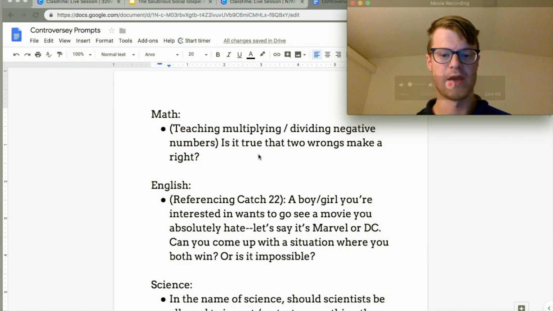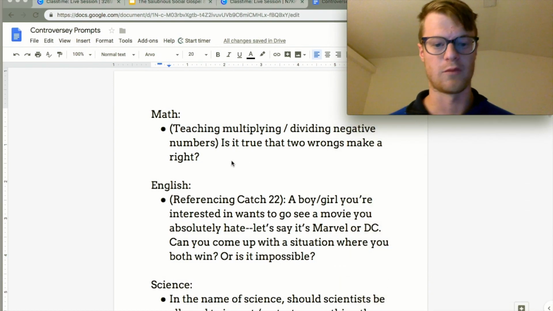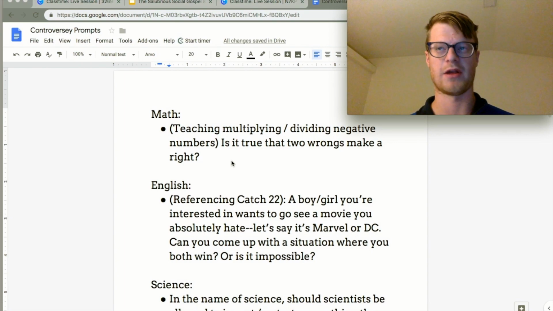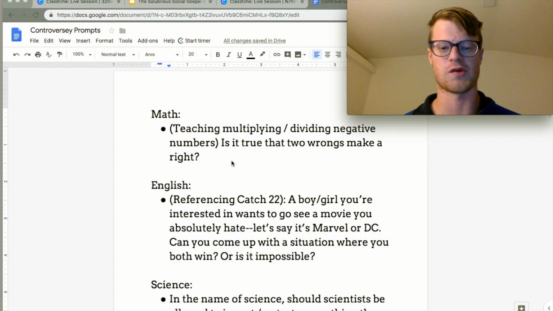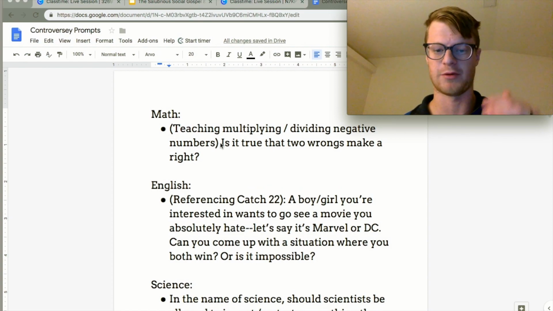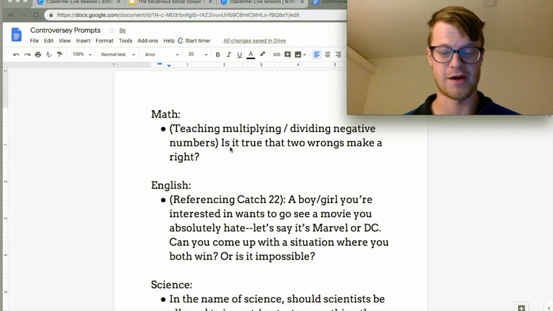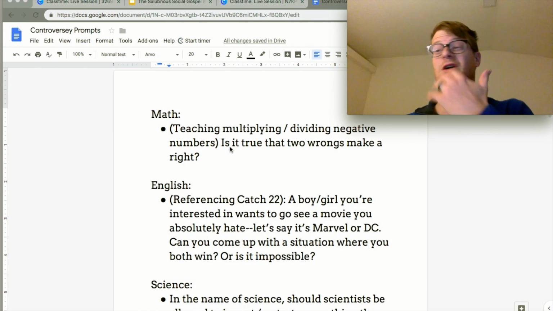Okay, so for math, let's say, for example, you're teaching multiplication and division. Now you're like, how could something be controversial in math? 2 + 2 is 4. Well, sometimes you can cleverly disguise prompts that actually do have a correct answer, but you're asking a more general question at first. So here's what I mean. For example, let's say you're teaching multiplication and dividing of negative numbers. Is it true that two wrongs can make a right, or don't make a right? Now, obviously, your students are going to probably talk about other things.